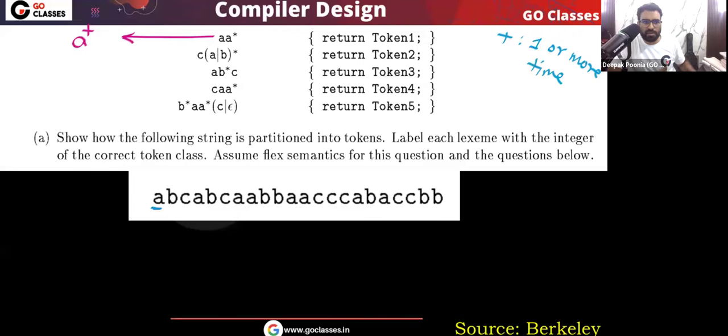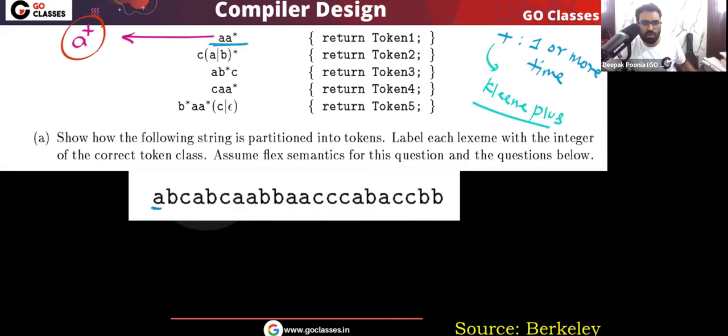Remember, this plus is in the power. We are writing this plus in the power. This is not or. This is called Kleene plus. We study this in the regular expression chapter in the theory of computation subject. So you can see this is basically at least one A.